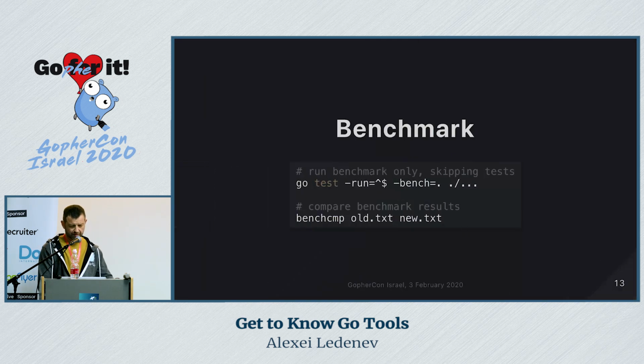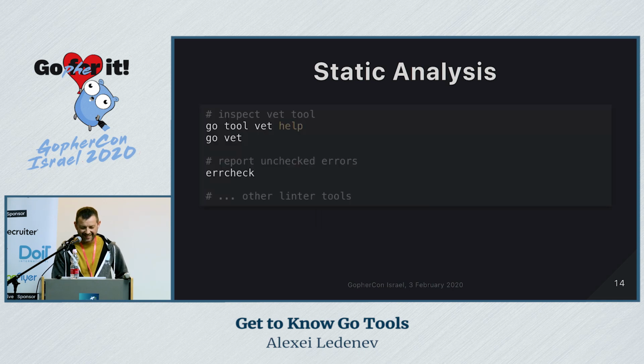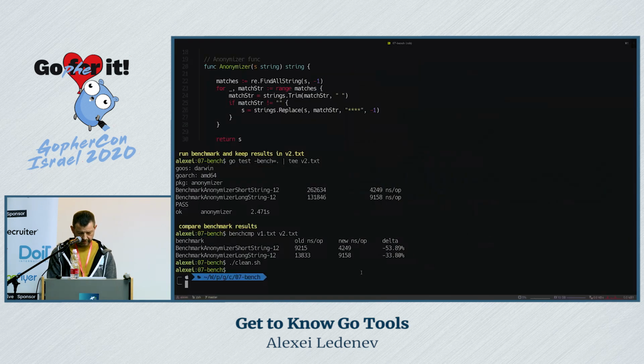Okay, I have only 5 minutes left, so I'll run through my description quickly and show only one demo. So, static analysis. For static analysis, you have built-in tools like vet that allow you to detect some errors, and there are a lot of other linters that focus on different kinds of errors. I'll show you this also.